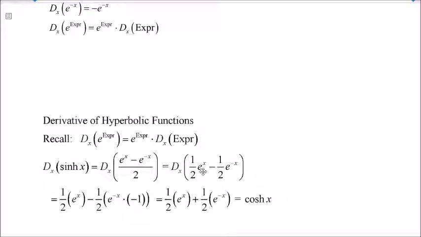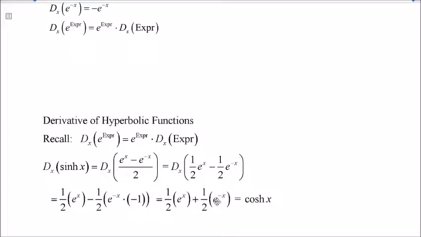The derivative of 1/2 e to the x will be 1/2 times the derivative of e to the x, which is e to the x. The derivative of 1/2 e to the negative x will be 1/2, and then the derivative of e to the negative x is e to the negative x times -1. So altogether we get 1/2 e to the x plus 1/2 e to the negative x. But that is the hyperbolic cosine.